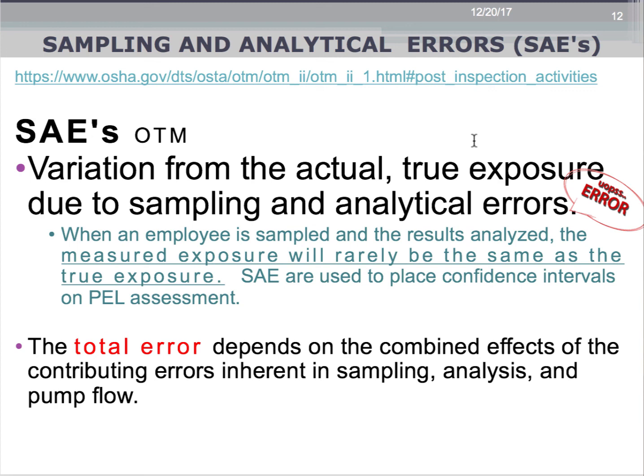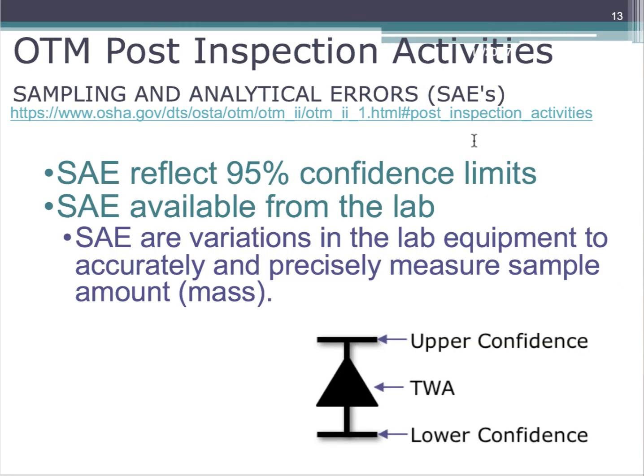So when an employee is sampled and the results are analyzed, the measured exposure will rarely be the same as the true exposure. Standard analytical errors are used to place confidence intervals on permissible exposure limit or occupational exposure limit assessments. And honestly, the true error depends on a combination of effects. So standard analytical errors represent 95% confidence limits. We get the standard analytical error from the lab.